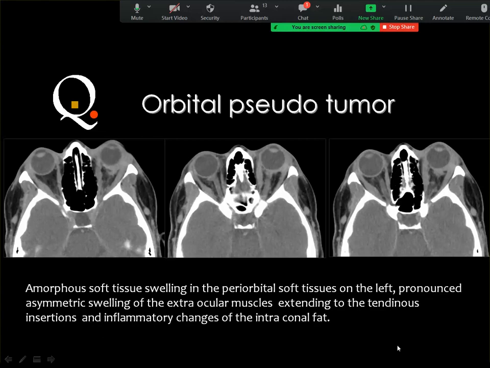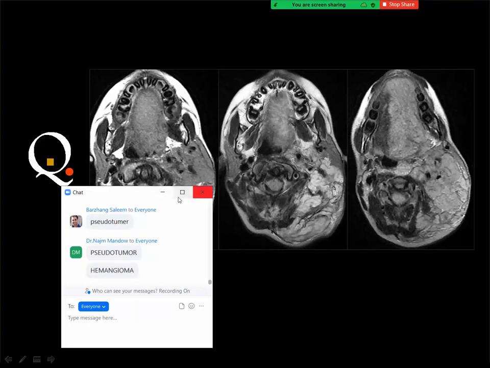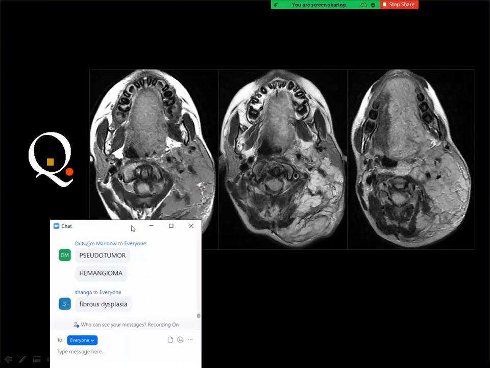Next case is an MRI of the upper neck in the T1, T2, and post-contrast T1 weighted images. Hemangioma, this is not the signal of hemangioma in the T2. In the T2, hemangioma is very bright actually. And in fibrous dysplasia, there is no bone here, and this is the cervical spine.